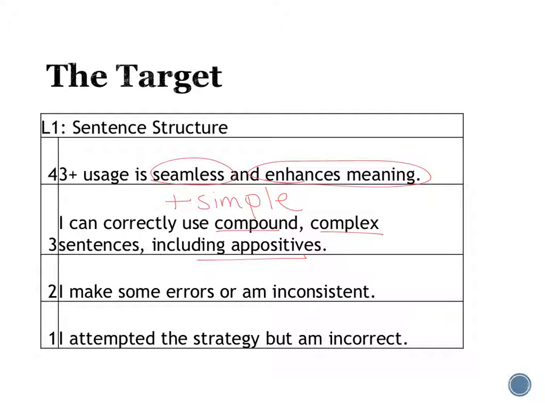At the 2 level, you make some errors or you're a little inconsistent. So you're definitely using simple, compound, and complex sentences, but maybe your commas aren't totally correct in all of your sentences. Or maybe you've got one paragraph that leans more towards simple rather than having a mix. At the 1 level, you attempt the strategy, but you're incorrect. So while you might have simple, compound, and complex within your paper, I would see that the punctuation is not correct and that you tend to have a lot of simple together, a lot of compound together, or a lot of complex together.